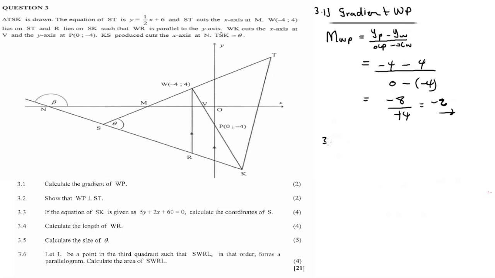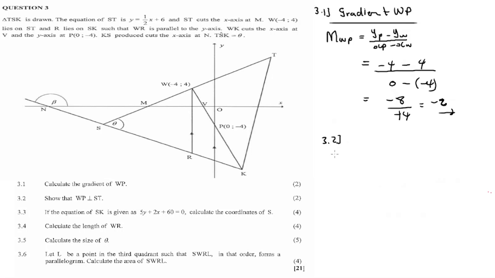Now with 3.2, show that WP is perpendicular to ST. By multiplying the two gradients, we should get negative 1 as our answer, and then the lines are perpendicular. We have the gradient of line WP, and we can also find the gradient of line ST. Remember the equation of ST is in standard form, so the coefficient of x is the gradient of ST.